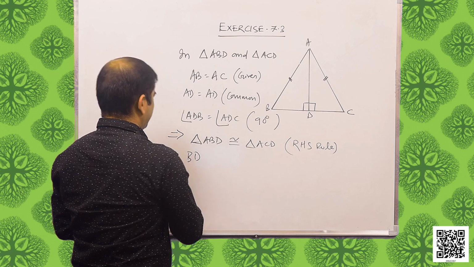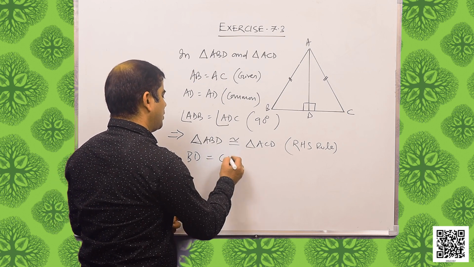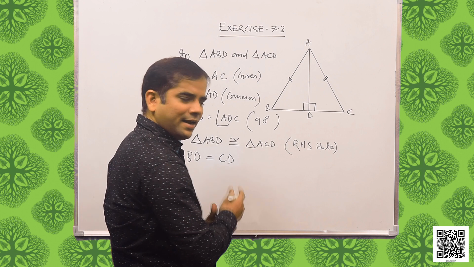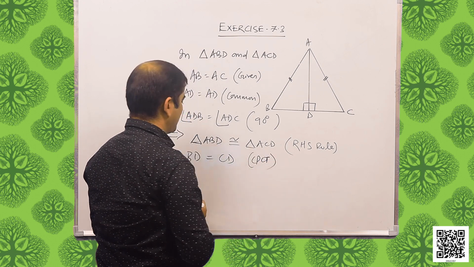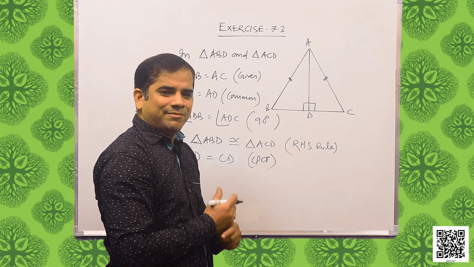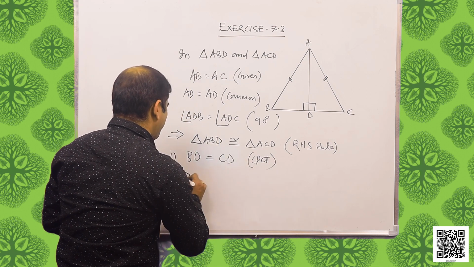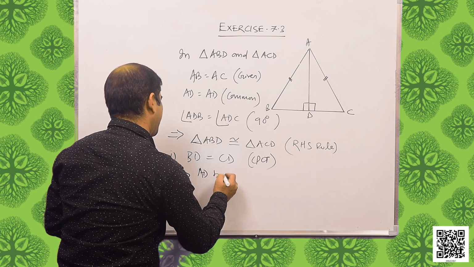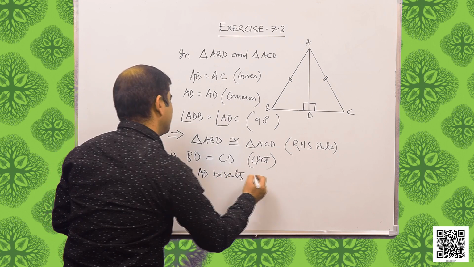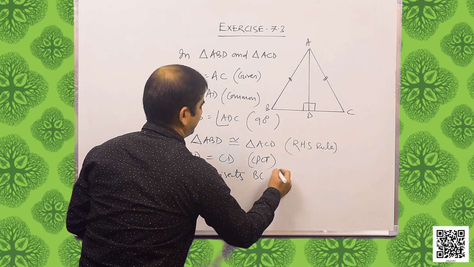So, which is the first bit? BD is equal to CD. Okay. Why? CPCT. Again, that implies AD bisects BC. Proved.